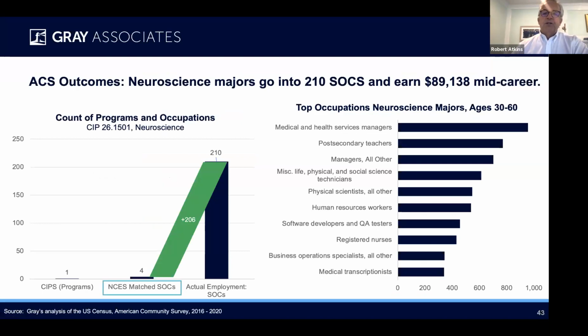And this is what they really do. Again, not a very high correlation between what they studied and what they do. But there's some good, solid healthcare jobs here. Medical and health service managers. We've got some teachers, general managers, physical and social science technicians, physical scientists, but also HR, software, registered nurses, business operations, and medical transcriptionists. So as in many other degrees, these folks go into a variety of different fields after graduation.